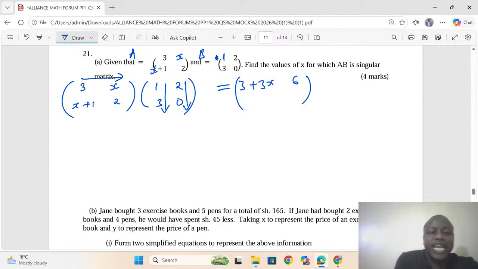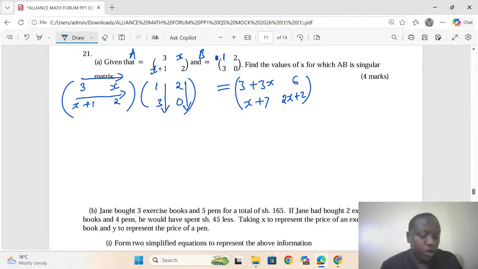The next row and the same columns: x plus 1 times 1 and 2 by 3. That will be x plus 1, remaining the way it is because you're multiplying by 1. Then 2 by 3 we get 6. So x plus 1 plus 6, we get x plus 7. And finally, x plus 1 by 2 and 2 by 0. X plus 1 by 2 becomes 2x plus 2. So we have the product of the two matrices.